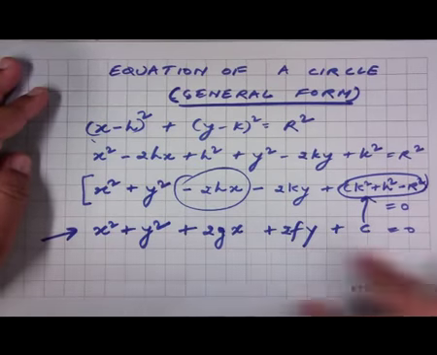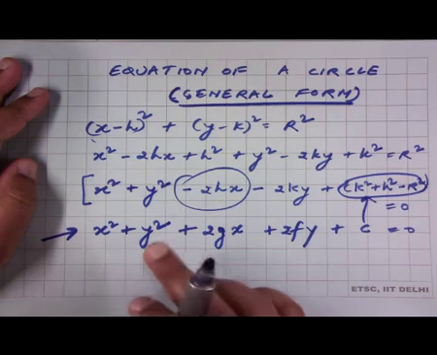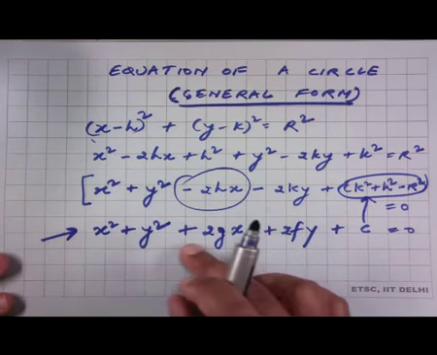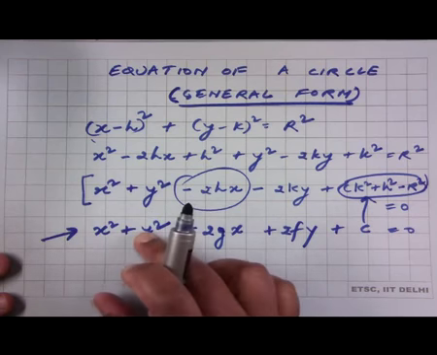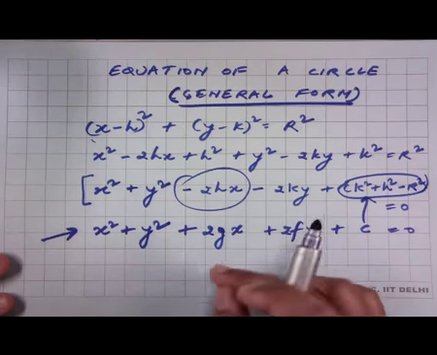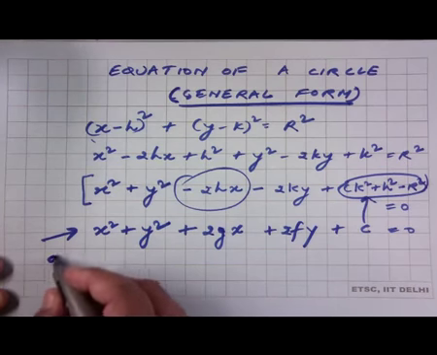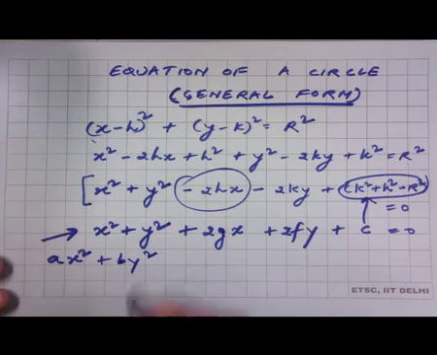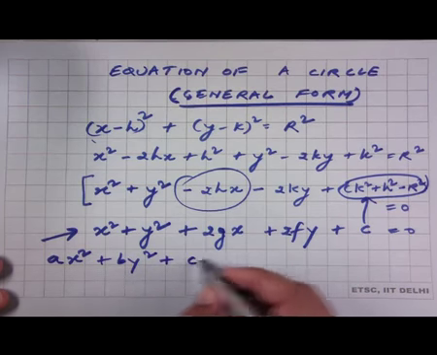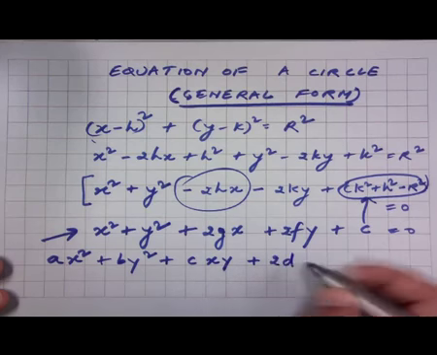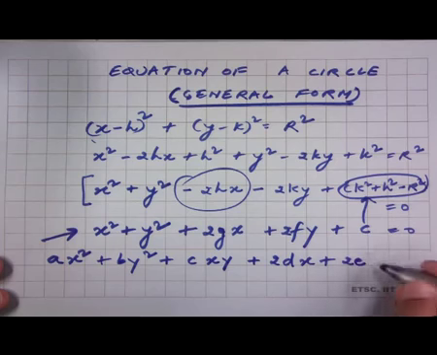This is basically a second degree equation in x and y, but with some special properties: the coefficient of x square and y square are the same, and secondly, there is no term here which is some constant times xy, because a general second degree equation is of this form: ax square plus by square plus cxy plus 2dx plus 2ey plus f equals 0.